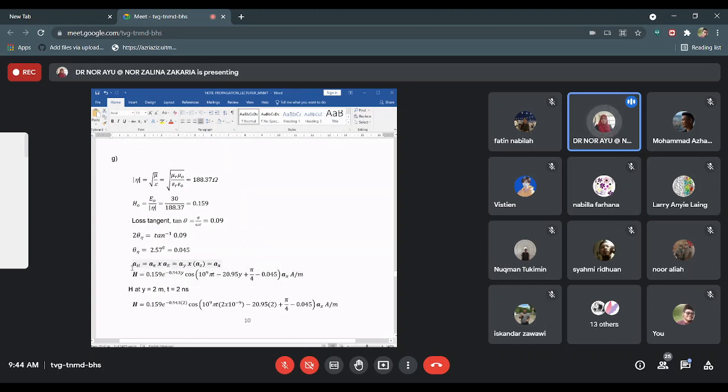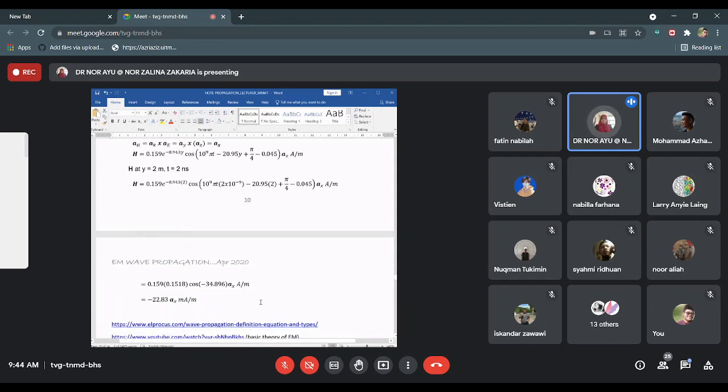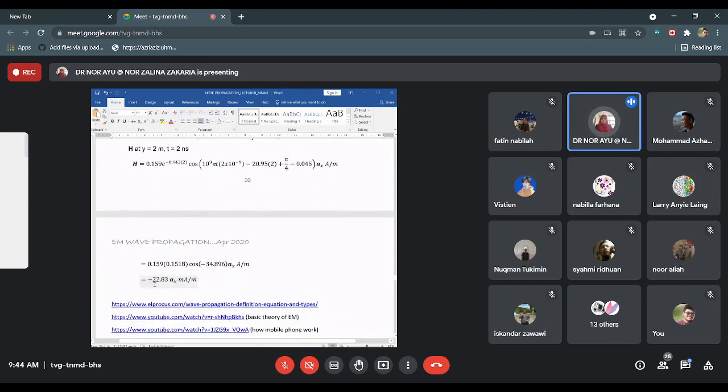Okay, so when you already have this general equation for H, it asks you to find y at 2 and t at 2, same as for E earlier. So just substitute inside y and t. So you will get the final value of this one, negative 22.83 AX, milliampere per meter.